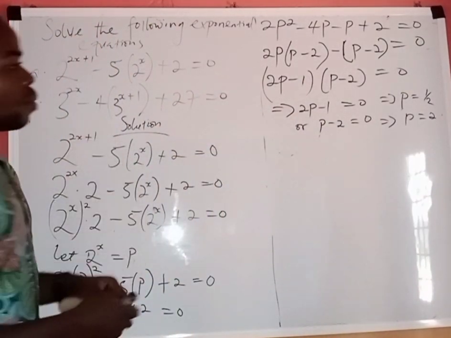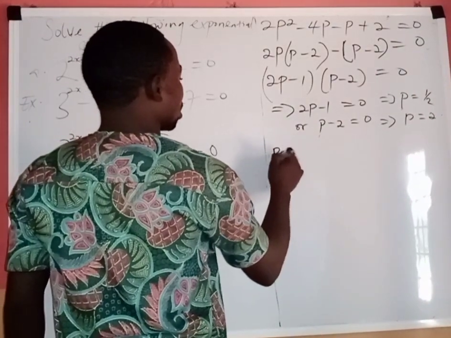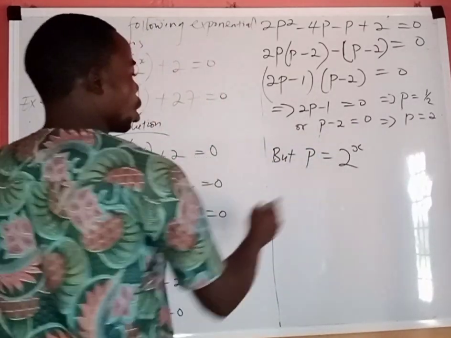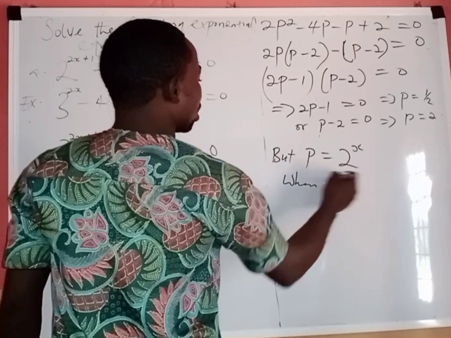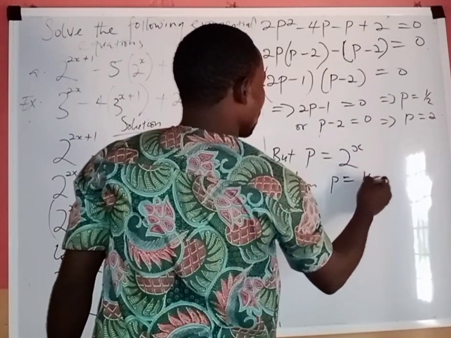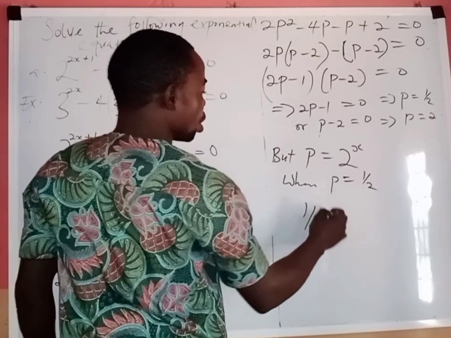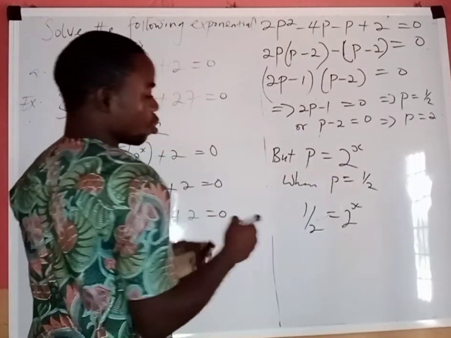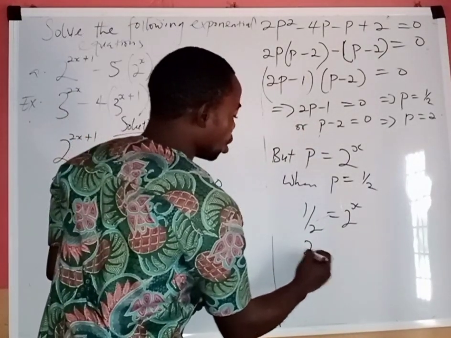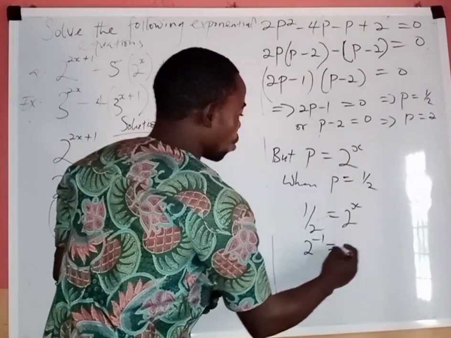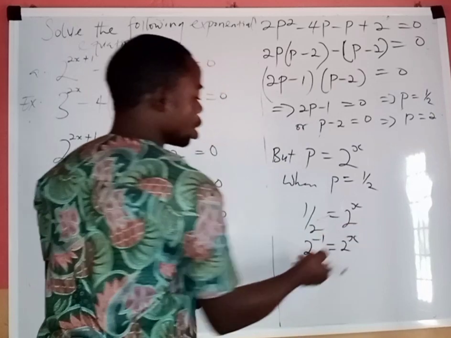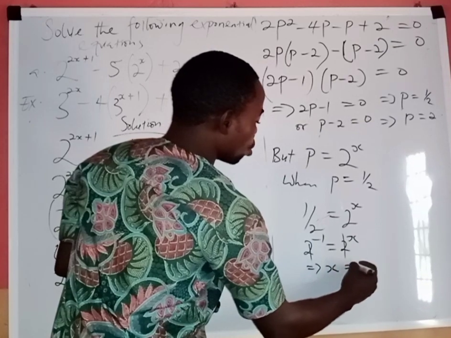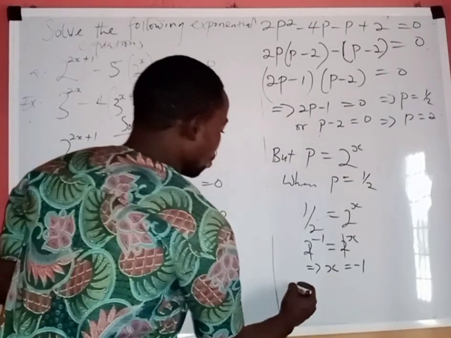Now, but don't forget, we set our p equal to 2 raised to power x. So when p is equal to, let's take the first one, 1 over 2, we have 1 over 2 is equal to 2 raised to power x. Don't forget, we are looking for our x. So we can write this in index form: 2 raised to power minus 1 is equal to 2 raised to power x. Since the bases are the same, we can cancel the base, and we have that our x is equal to minus 1.